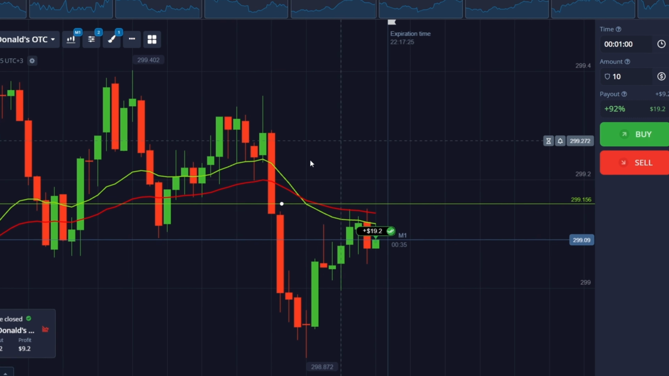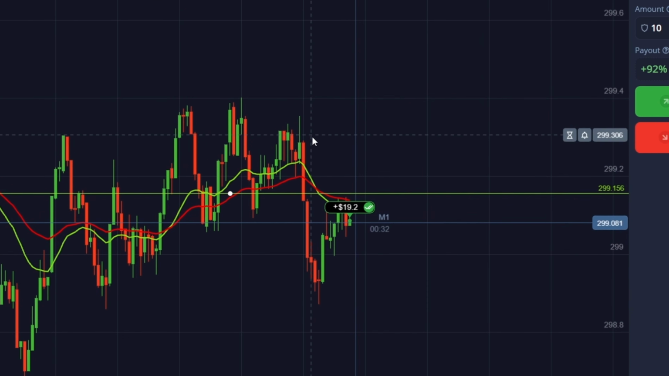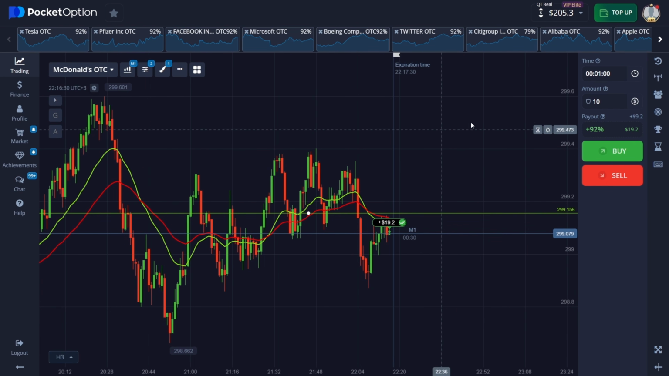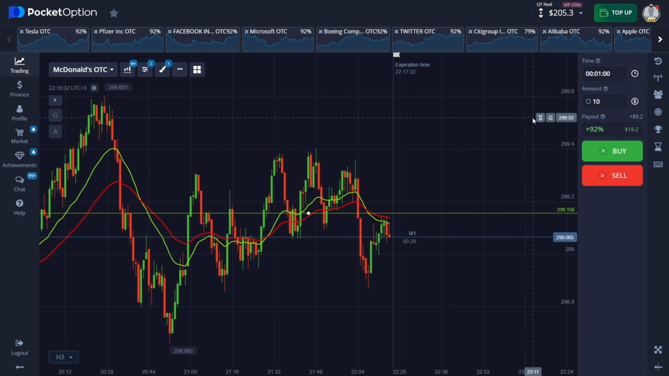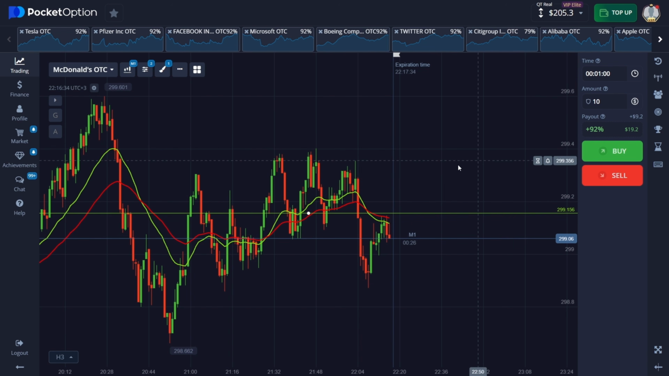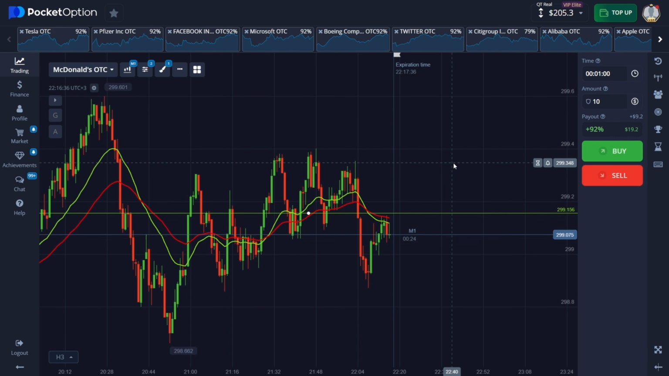Only a few seconds left and it's a win, so we won another trade. Now my balance has turned into $205. We have gained 105% ROI. This was also a retracement trade. Retracement trades can be very effective.